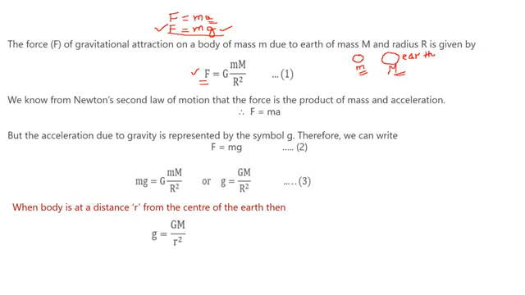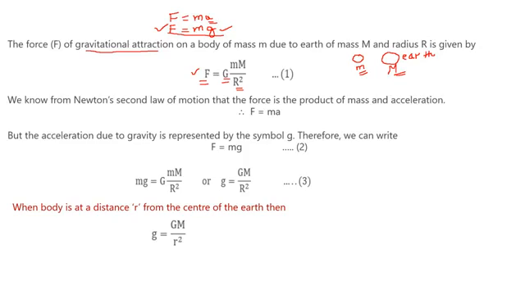As we know, the gravitational force is equal to the product of the mass of the two objects divided by the square of the distance between them, multiplied by the universal gravitational constant. We know this. So let's substitute these values over here. F is equal to G, small m is the mass of an object, capital M is the mass of the Earth. Now R is the radius of the Earth.